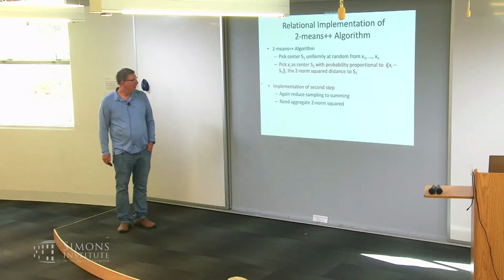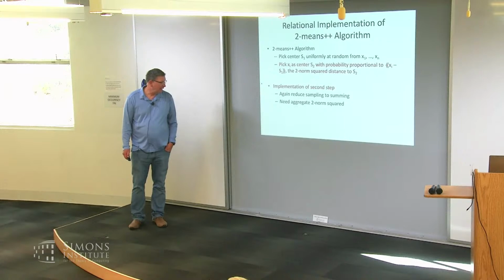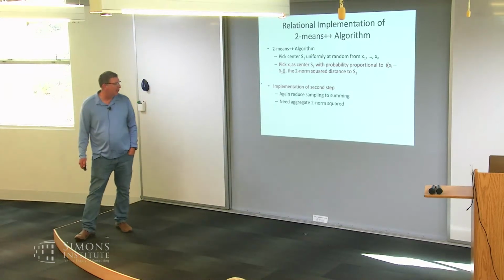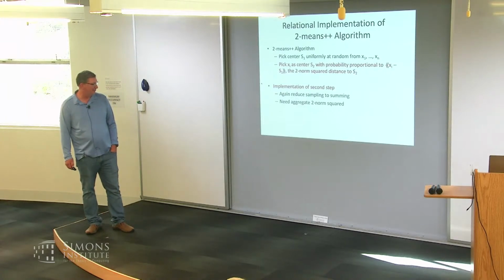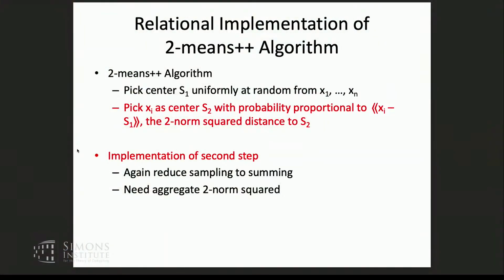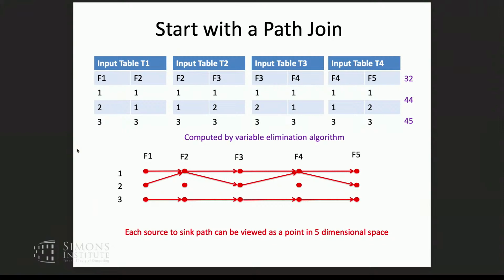All right, good. Now I want to do 2-norm k-means++, where I want to pick a point with probability proportional to its 2-norm distance from the previously picked point. Again I want to reduce random sampling to counting. What I need to do is count the aggregate 2-norm squared of the points. If I do the same thing, the sum of the 2-norm squared for all the points in the join where the fifth attribute is 1, I'll get 32 if I haven't done the math wrong. Then I can pick out a point where the fifth attribute is 1 with probability 32 over 32 plus 44 plus 45, and do the same trick.